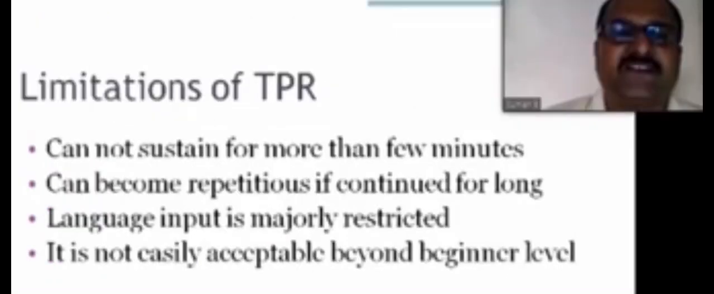We should remember that every method has its own limitations, and just like that, this TPR method also has some limitations. They are: it cannot be sustained for more than a few minutes, and it can become repetitious if continued for long. Also, in this method, language input is majorly restricted, and it is not easily applicable beyond beginner level.